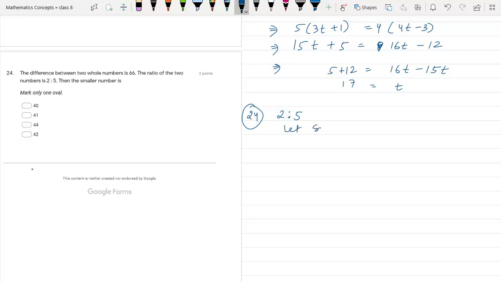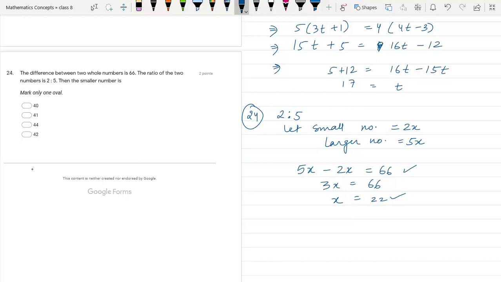So let the small number be 2x, therefore the larger or bigger one will be 5x. Now what is it saying in the first statement? The difference between two whole numbers is 66. So the larger number, that is 5x, minus the smaller number is equal to 66. This is the equation. Solve it to get the answer. Simple. x is equal to 66 upon 3, that is 22. So x we have got as 22.